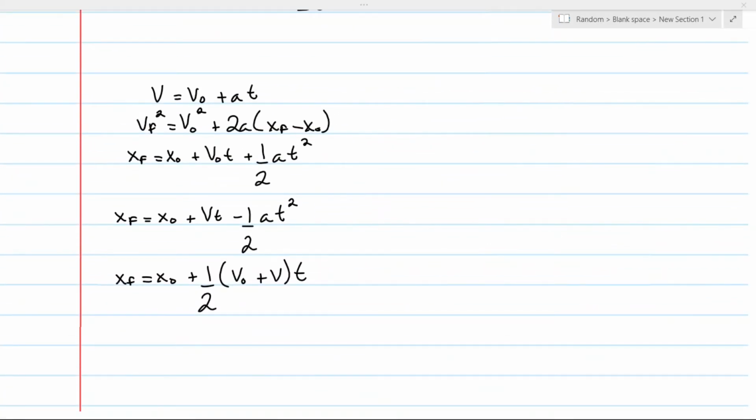Now, these 5 equations are for different situations. For example, the first equation does not have position. So this equation is an equation you would use when the problem does not have the position specified. The second equation, there's no variable for time. So this equation would be used if you do not know the time.